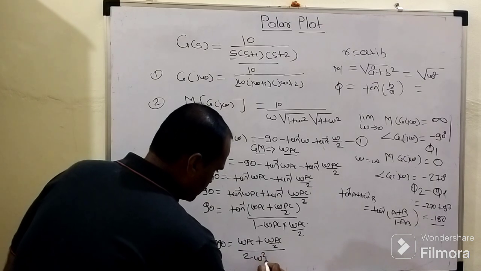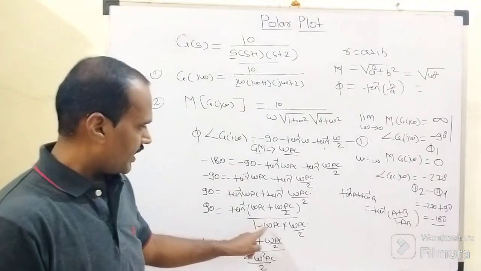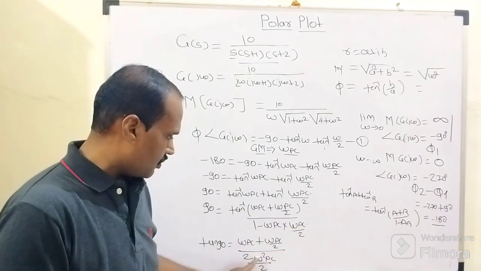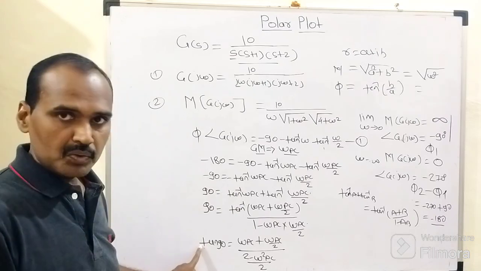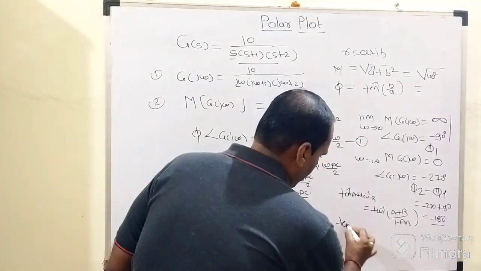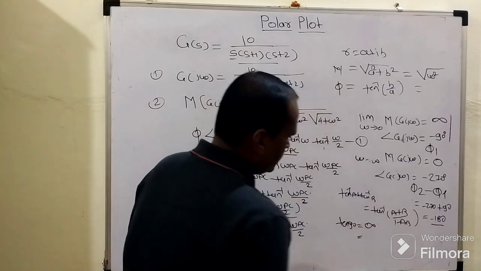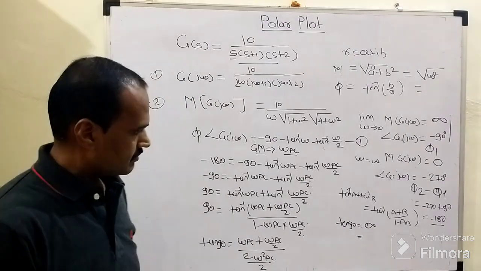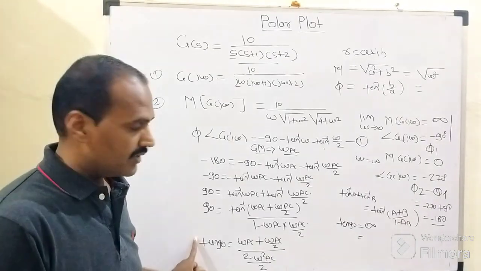2 minus omega square pc divided by 2, right? This 2 minus omega pc into omega pc, omega square pc by 2. So as we know, tan 90 equals to what? Tan 90 equals to infinity, right? According to this trigonometric function, tan 90 equals to infinity.